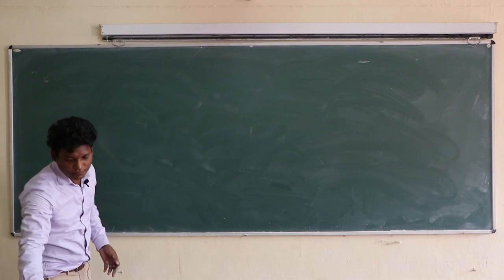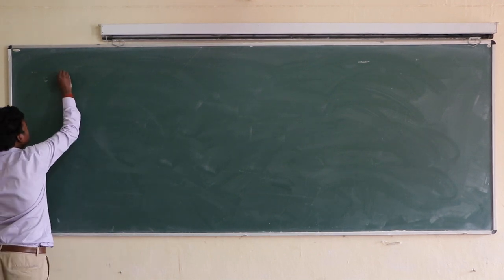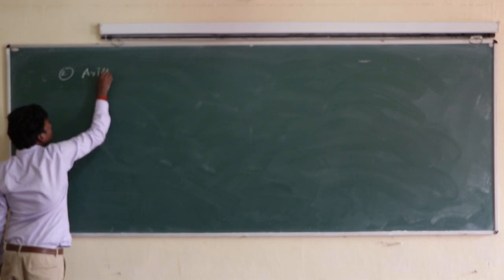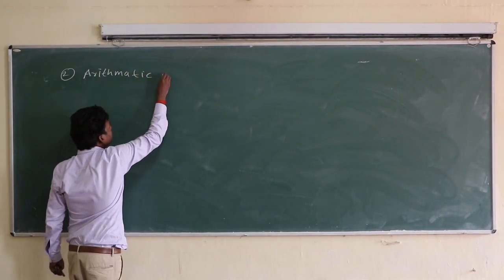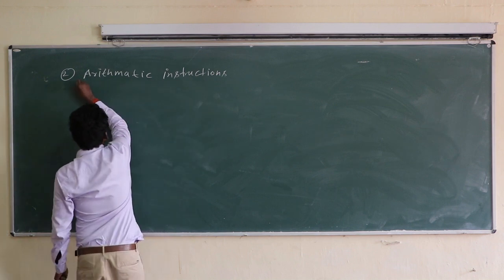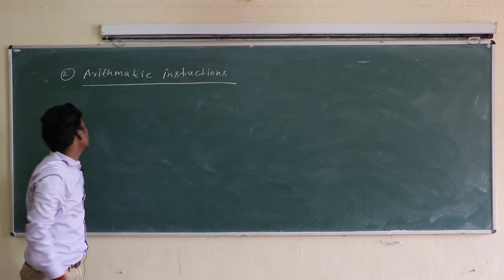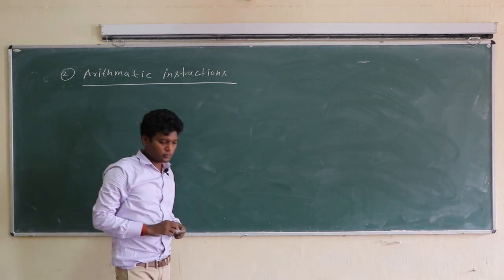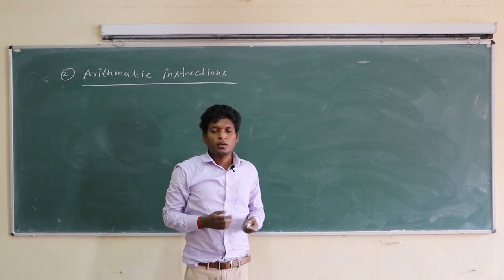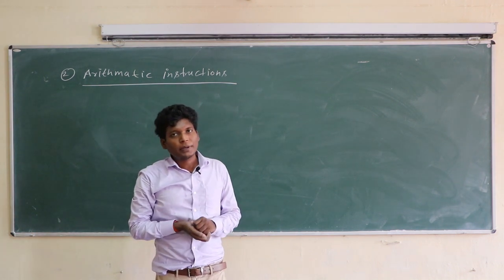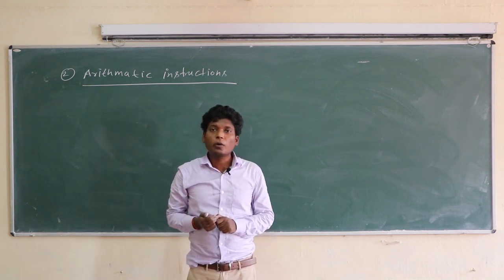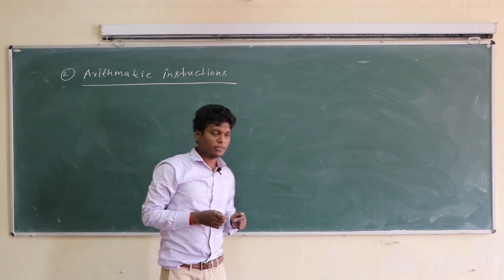Now arithmetic instructions. The second point is arithmetic instructions. These instructions are used to perform arithmetic operations on constants and variables in C language.